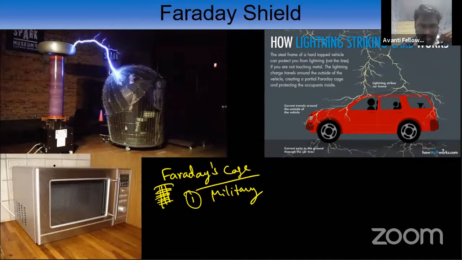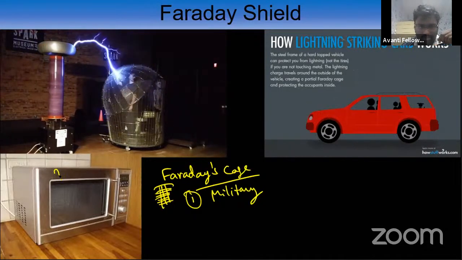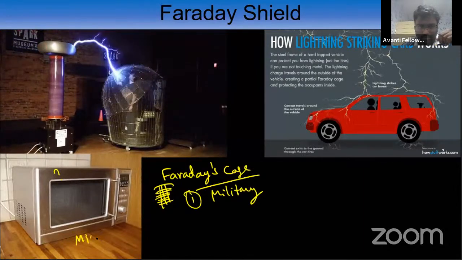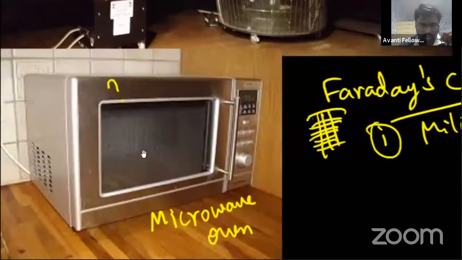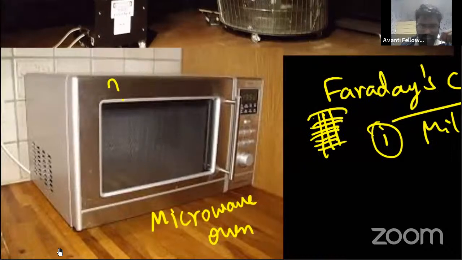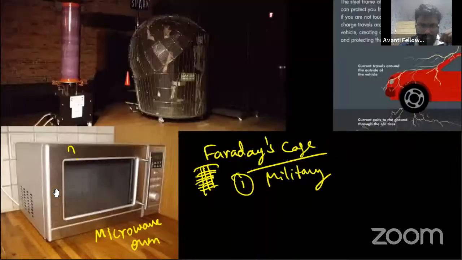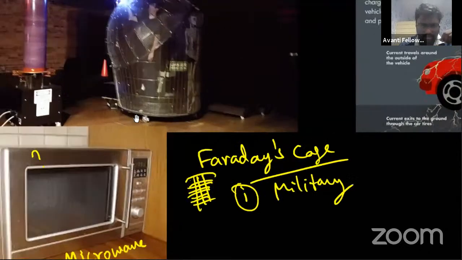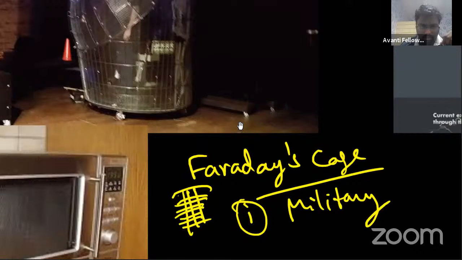Okay, you know what this is, guys? This is the microwave oven. Even the microwave oven consists of small, tiny mesh-like structures. So what's happening there? These meshes prevent the electromagnetic radiation from exposing out.